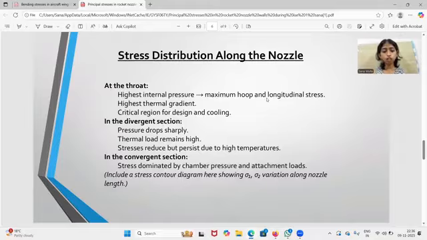Next, in the divergent section, the pressure drops very sharply, and the thermal loads remain high. Due to the pressure drop, the stresses here are reduced. In the last section, which is the convergent section, the stress is dominated by chamber pressure and attachment loads. It has stress contour diagrams, which vary along the nozzle length.